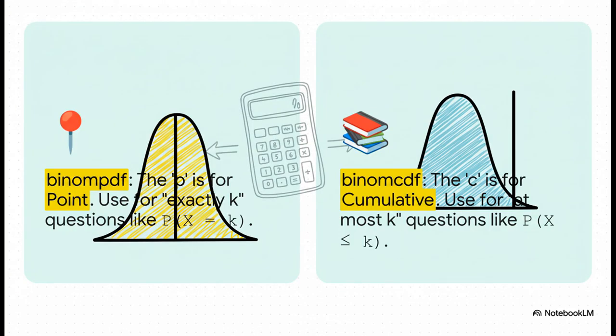Luckily, your calculator has two magic buttons for this. You've got Binomial PDF and Binomial CDF. The way to remember it is simple. Use PDF when you're looking for an exact number, a single point. Use CDF when you need a cumulative total, like at most 5 successes. Knowing which one to press is a total game changer.